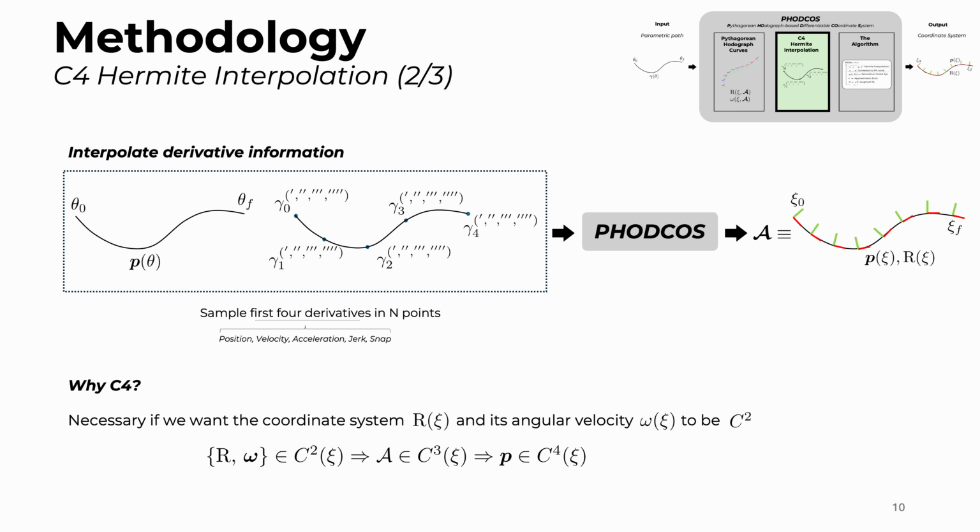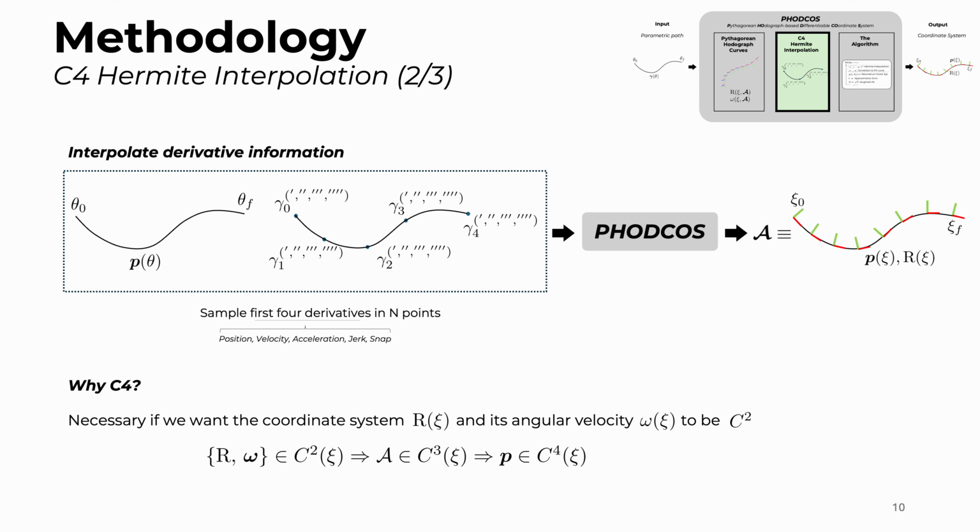This is because we want to use it with optimization and machine learning methods where gradients are commonly needed. In order to ensure that we've got a moving frame and an angular velocity, this means the coordinate system that is C2, and we follow the algorithm somehow backwards, we end up realizing that we need the position function to be C4. For this reason, we do C4 Hermite interpolation.